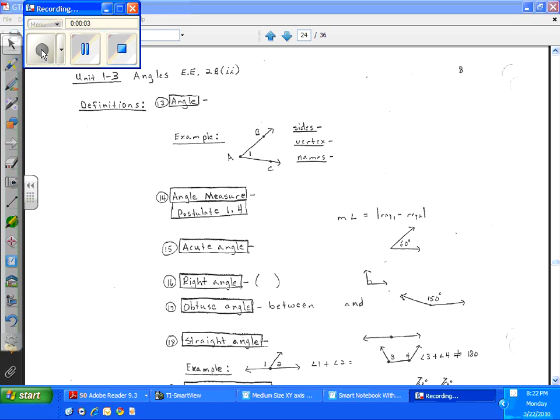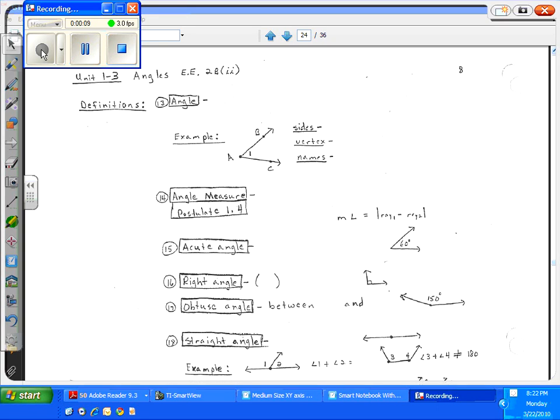We are on Unit 1-3. We're going to begin to talk about angles. And remember, in geometry, when we make a definition, it tells us how to draw something. So if we think about what an angle is, we would have a point, and then from that point, we would draw two rays.